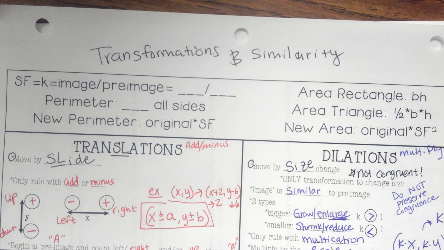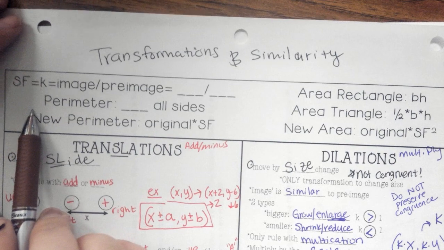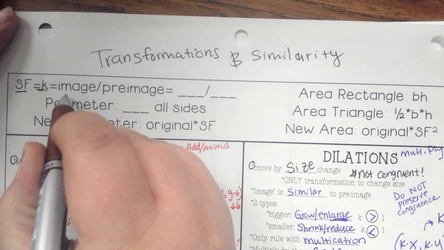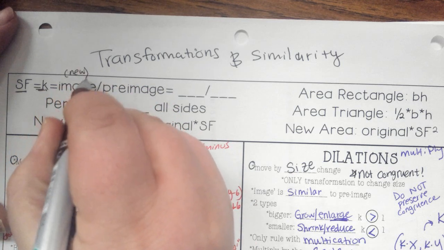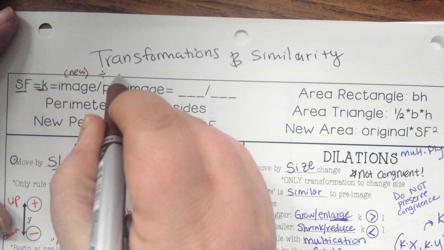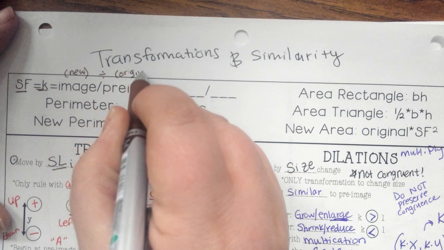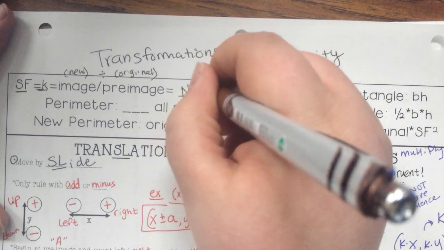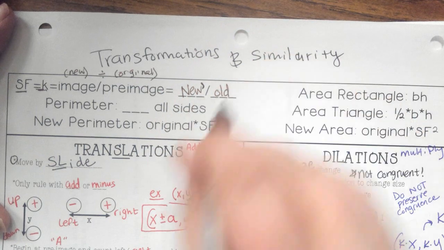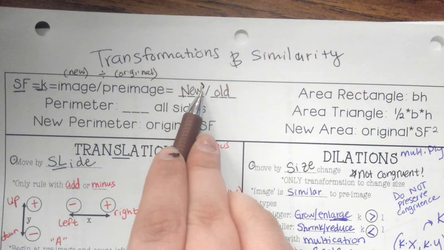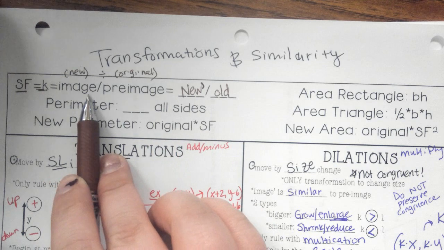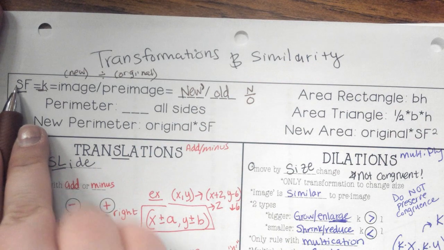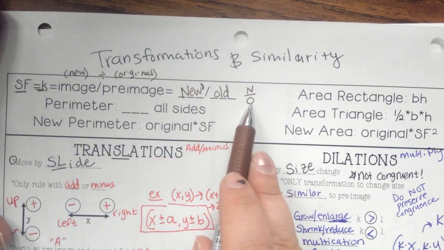Okay, and when we did that, all we did was multiply, right? First, we had to know SF or K. That meant it was the image, which is the new thing, divided by the pre-image, the original thing. So to find the scale factor, you're doing new over old. I'm putting the apostrophe by new because the new thing, the image, is the thing that has the apostrophe. We said if we don't know the scale factor, we have to divide.